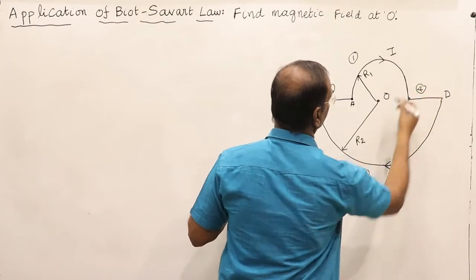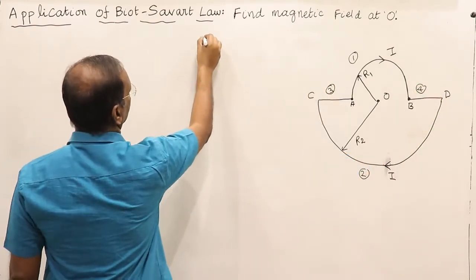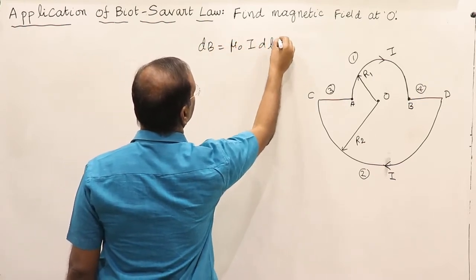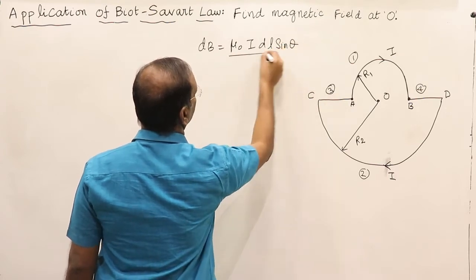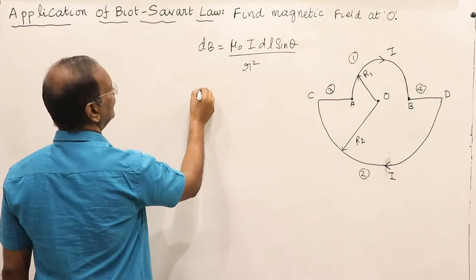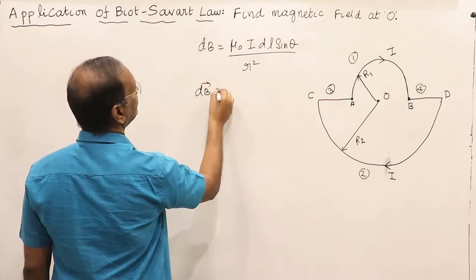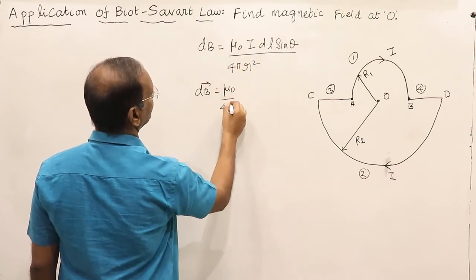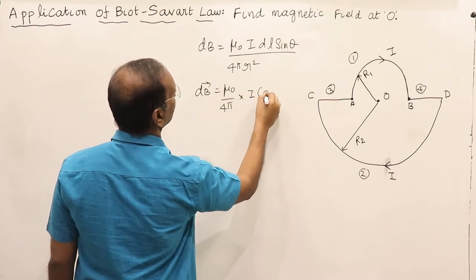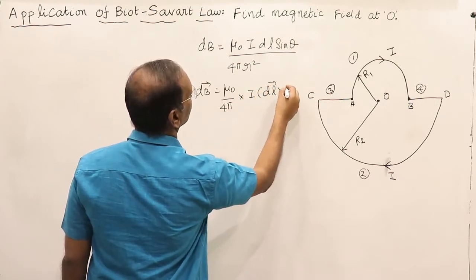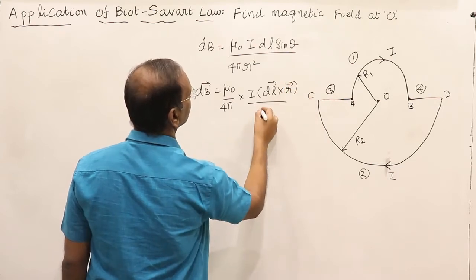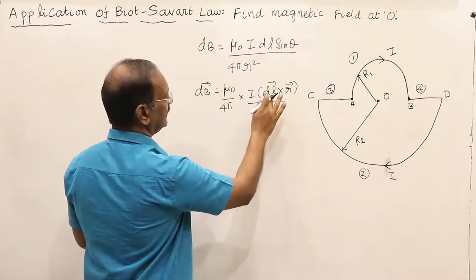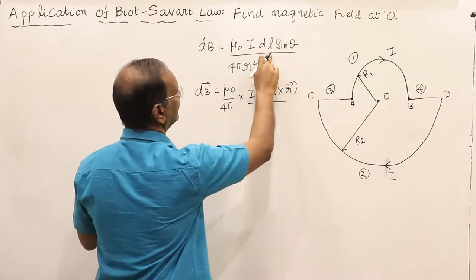this is portion 4. See, the Biot-Savart law is dB equal to mu naught into I dl sine of theta divided by r square, or in vector form, dB vector is equal to mu naught by 4 pi into I into dl vector cross r vector divided by r cube. What is theta? Theta is the angle between dl vector and r vector.